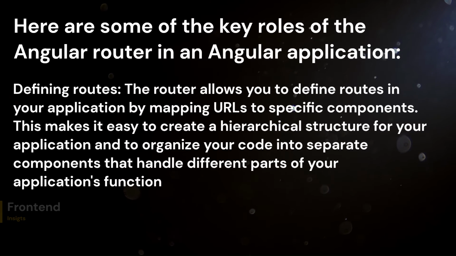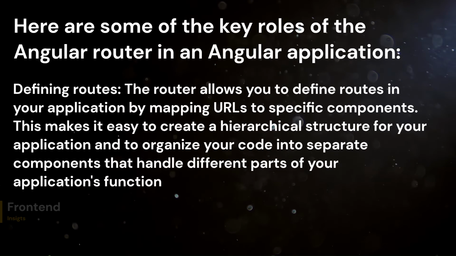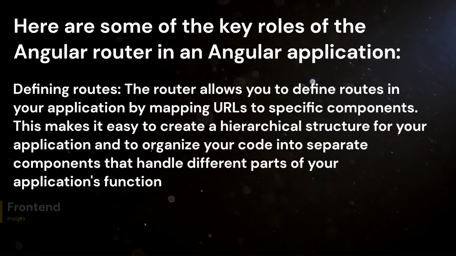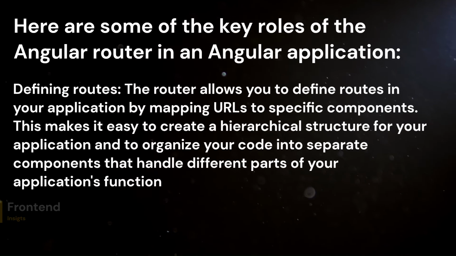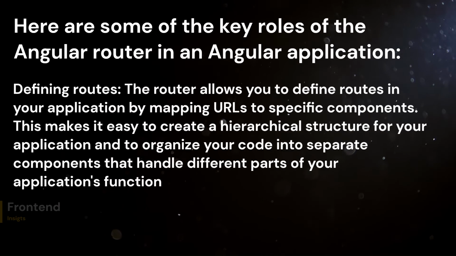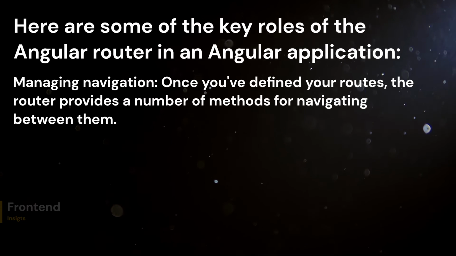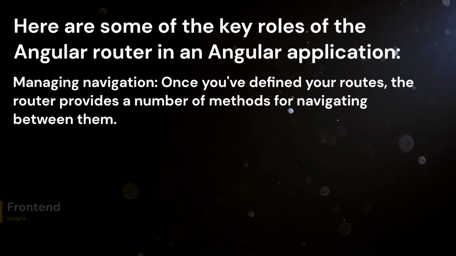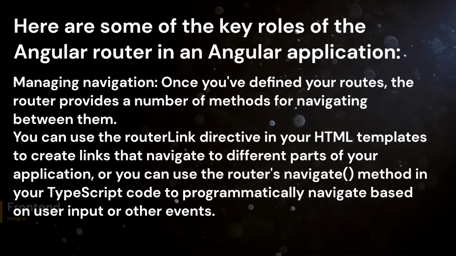Here are some of the key roles of the Angular router in an Angular application. Defining routes. The router allows you to define routes in your application by mapping URLs to specific components. This makes it easy to create a hierarchical structure for your application and to organize your code into separate components that handle different parts of your application's functionality. Managing navigation. Once you have defined your routes, the router provides a number of methods for navigating between them.